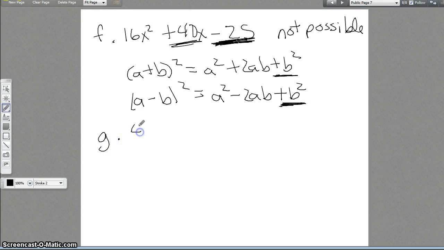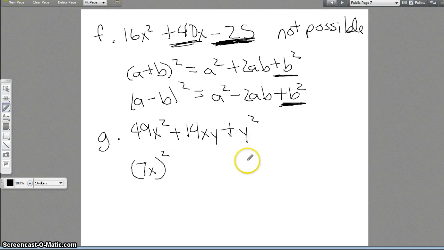Part G is 49x squared plus 14xy, and then plus y squared. So our first term is a square. 49 is the square of 7, and then x squared, of course, is the square of x. So we have (7x) squared. Our last term is a y squared.